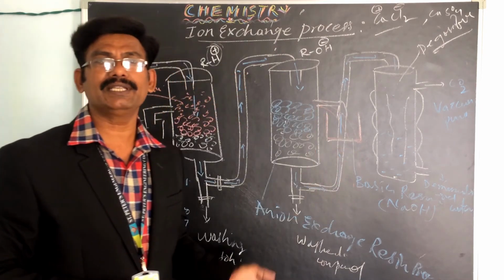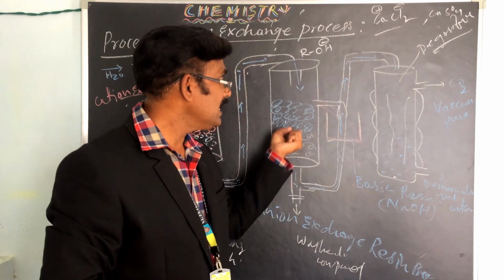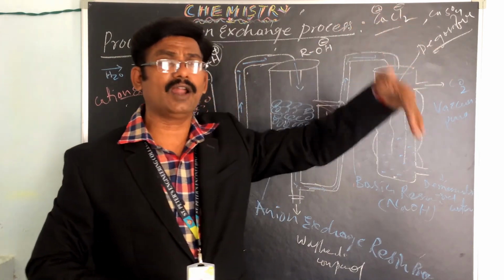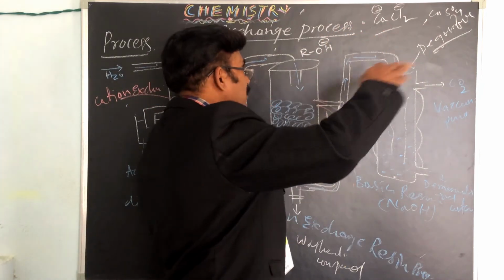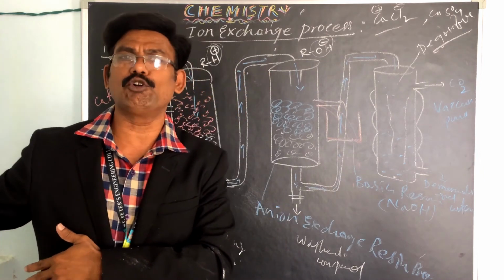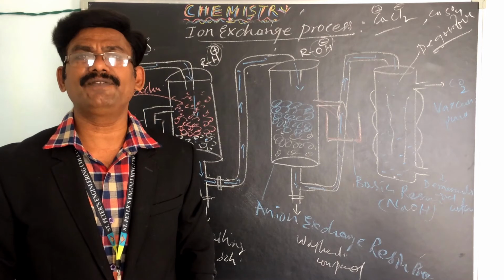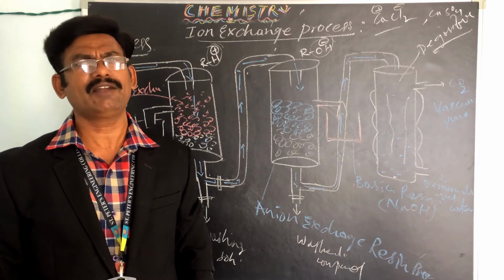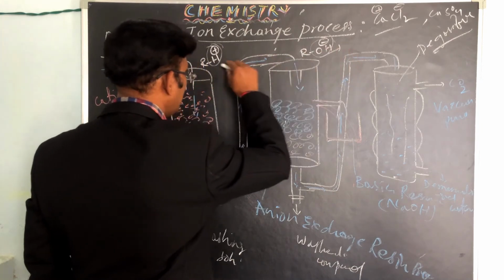Here the hardness producing anions such as chlorides, sulfates, whatever anions are there, are taken up by this resin, and an equal amount of OH minus is released into the water. Equal amount, either chloride or sulfate or bromide, whatever it may be. So OH minus is released here, and H plus in the first.